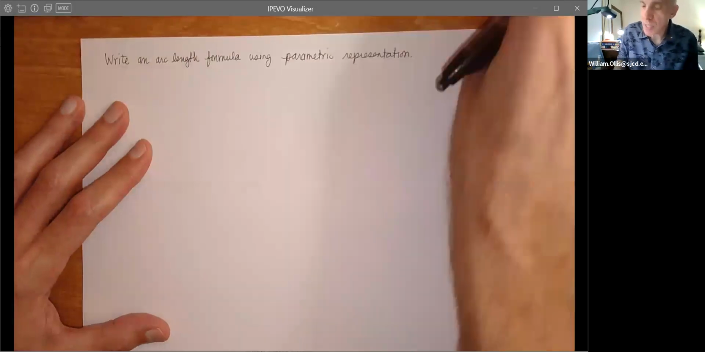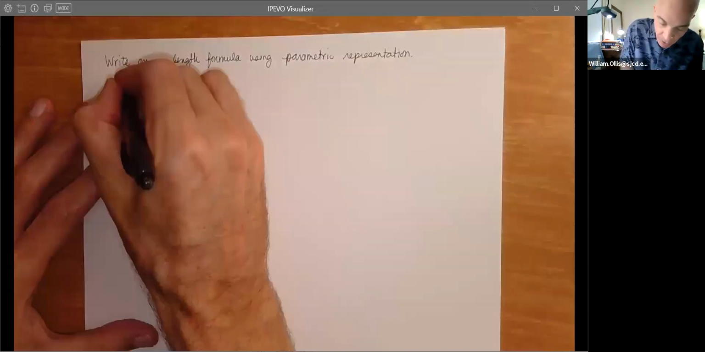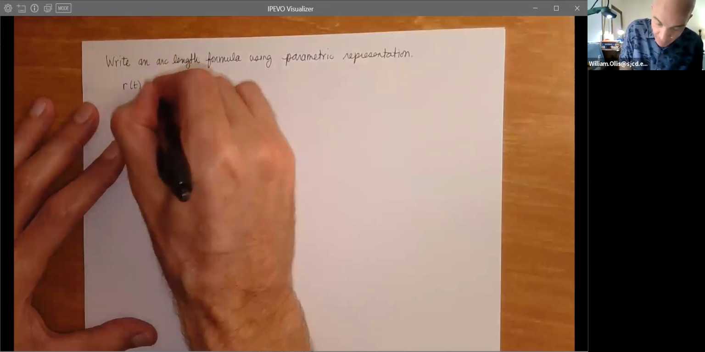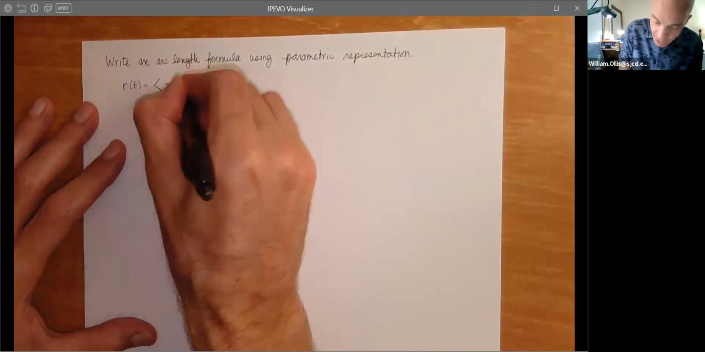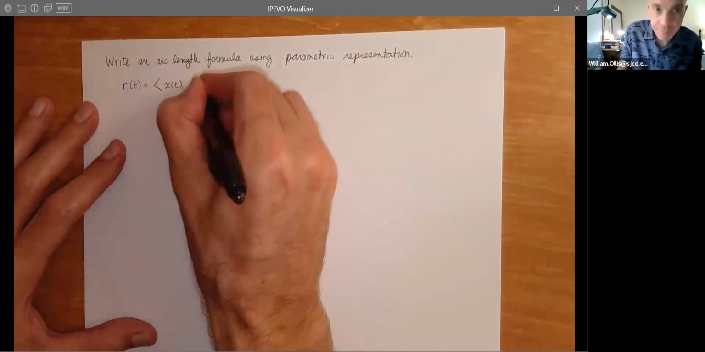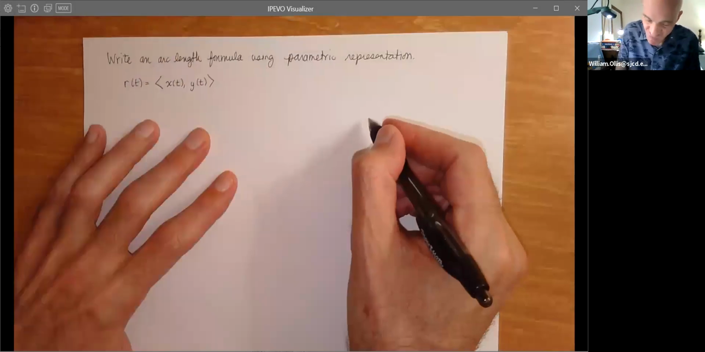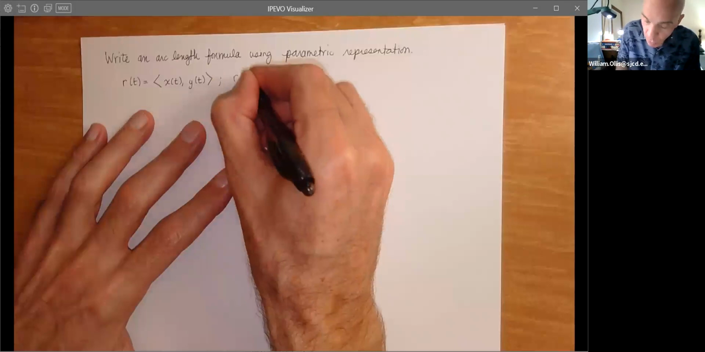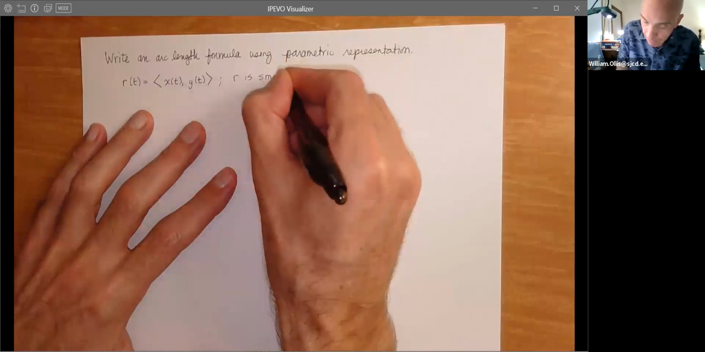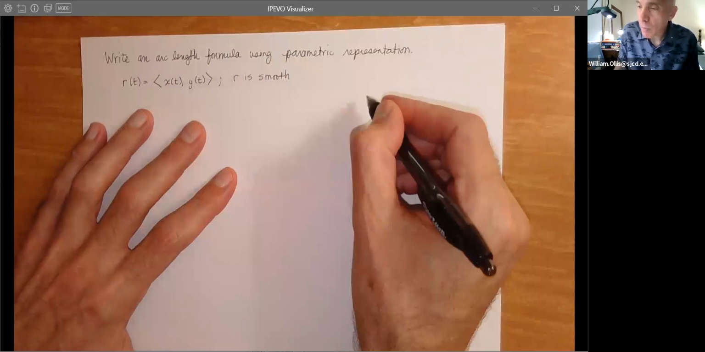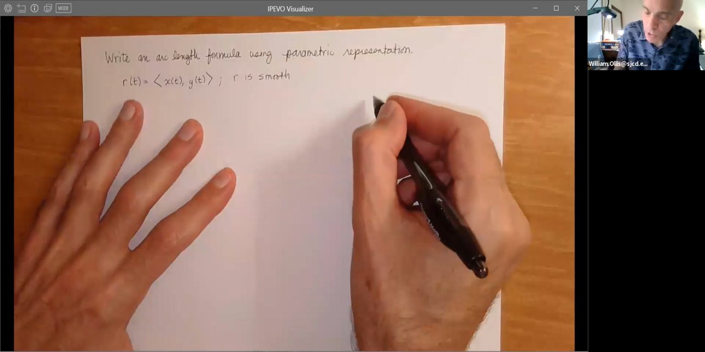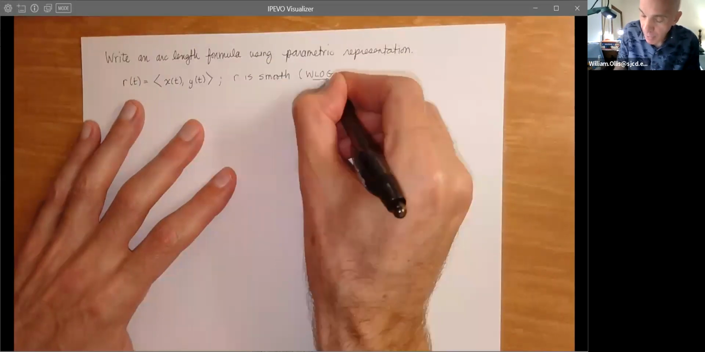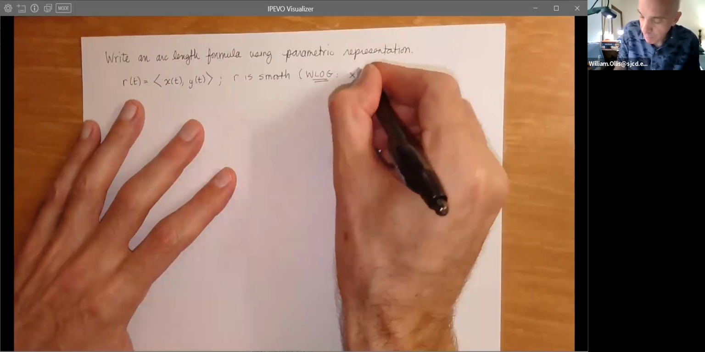So what we can do in this particular case is that we can assume, I'll use t's now, r of t, with coordinate functions x of t and y of t, in this particular case. And we're going to say r is smooth. And what I will say here, without loss of generality, we'll assume that x prime is positive.